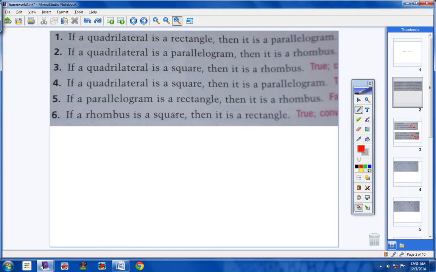If a quadrilateral is a square, then it's a parallelogram. That's true. If you have a square, it is definitely a parallelogram. Okay, but if I have a parallelogram, then it's a square. No, that's not true. Here's a parallelogram right here, and it's definitely not a square.